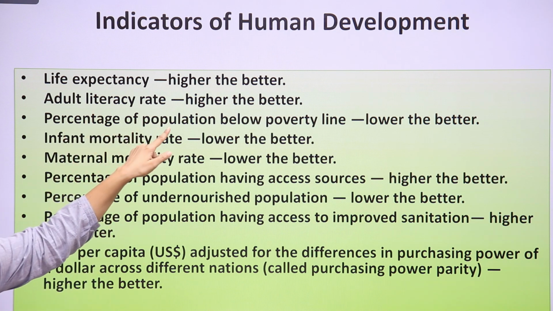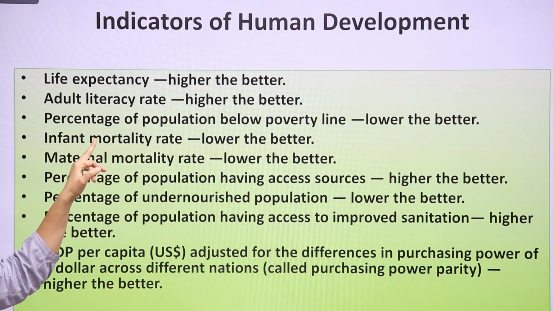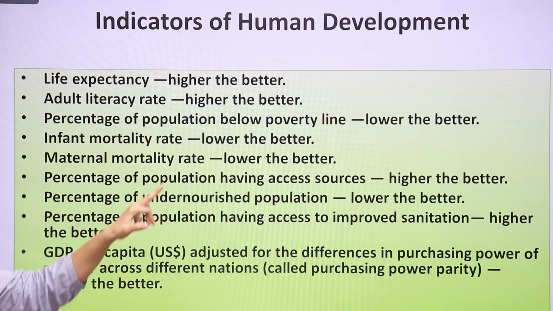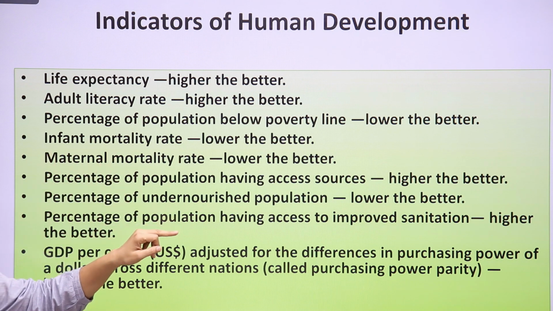Then adult literacy rate, higher the better. If your people are literate, if your people are educated, it is good. So higher the better. Then percentage of population below poverty line. You should have very few people below the poverty line, or I think there should be no one below the poverty line, and that's why it is lower the better. Then infant mortality rate, lower the better.